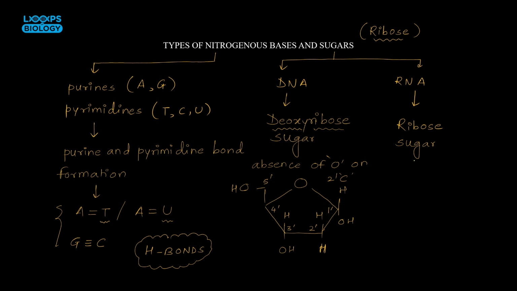If we are considering the case of ribose sugar, then there will be the normal structure without removal of any oxygen molecule. So there is OH, H on second prime, there will be OH, H, on third prime OH, H, and finally there is going to be your CH2OH. So this will be your structure for a ribose sugar.